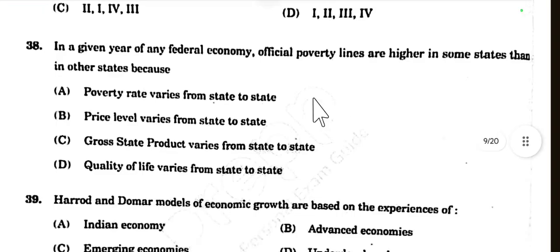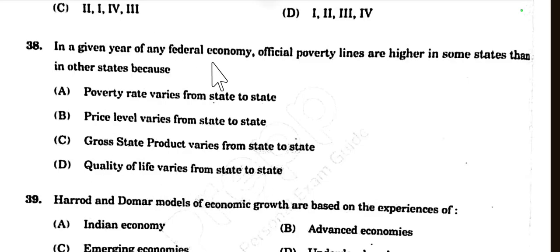Then question number 38, in a given year of any federal economy, official poverty lines are higher in some states than in other states, because of what reason? Poverty rate varies from state to state, or price level varies from state to state, or gross state product varies from state to state, or quality of life varies from state to state.